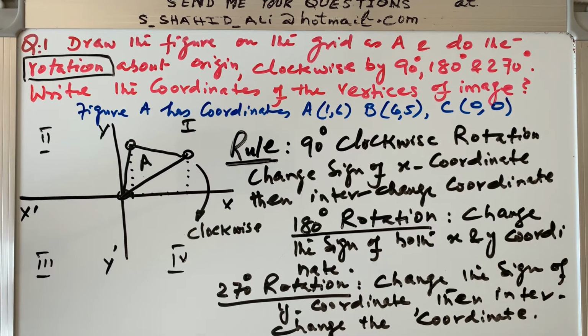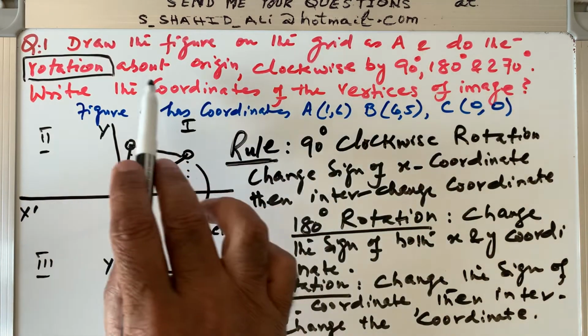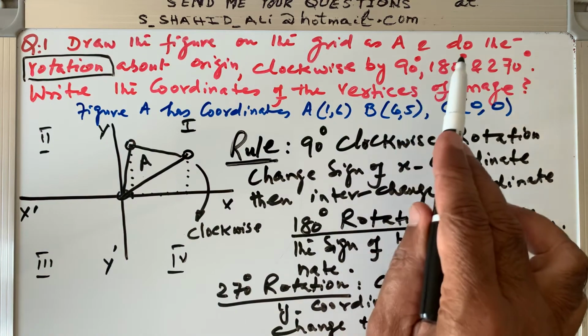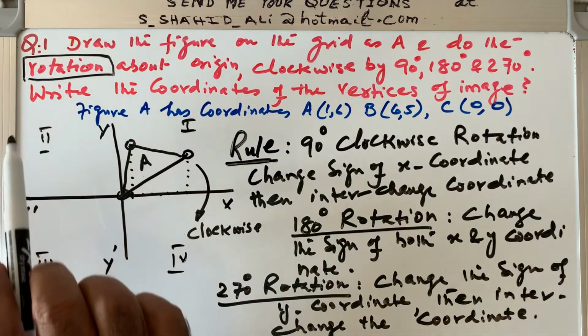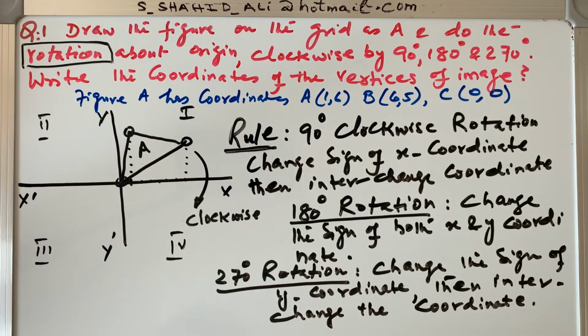Clockwise means, when we rotate it 90 degree, it comes into the fourth quadrant. When we rotate it 180 degree, it comes into the third quadrant. And when we rotate it 270 degree, it comes in the second quadrant. And when we rotate it 360, it comes back to its original condition. So 360 is its original shape in the first quadrant, right? So this was a triangle. We drew it already. And now he's saying, about the origin, clockwise by 90 degree, 180 degree and 270 degree. Write the coordinates of the vertices of the image.